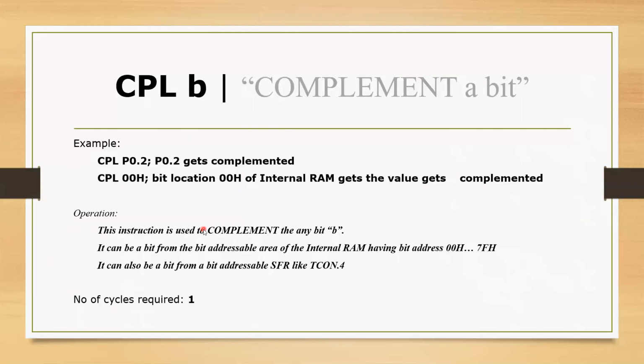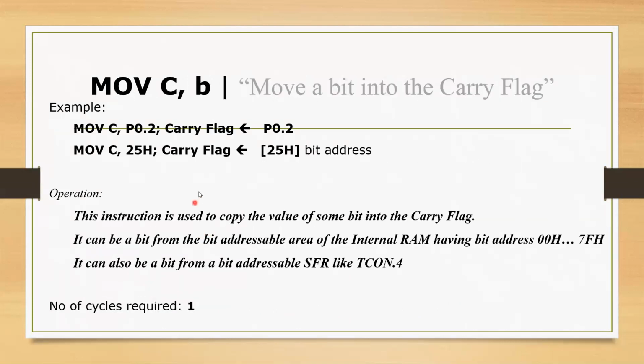Next is the move instruction. It's a data transfer instruction, that is moving from one place to another. Here you can see MOV C, B. C is the destination and B is any bit from the bit addressable location or any bit from the bit addressable special function registers. For example, MOV C, B moves a bit into the carry flag. Carry flag is the destination and B is the source.